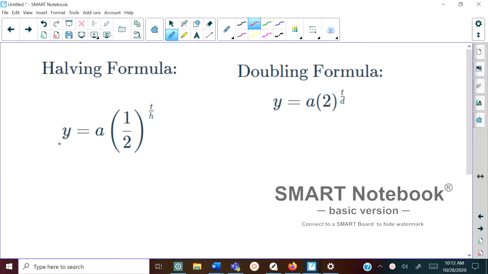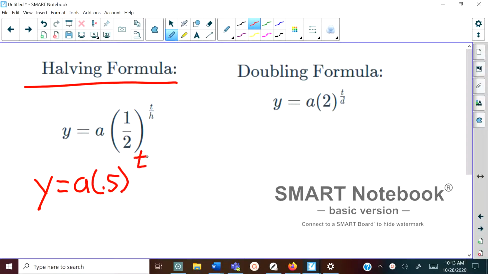Okay, and then plug in all our knowns here, type it in the calculator and get the answer. Alright, so now I'm going to make a slight alteration to the halving formula here. Instead of using 1/2 and having that fraction in there, just use 0.5, because 0.5 is the same as 1/2, and then we'll raise it to the t over h.